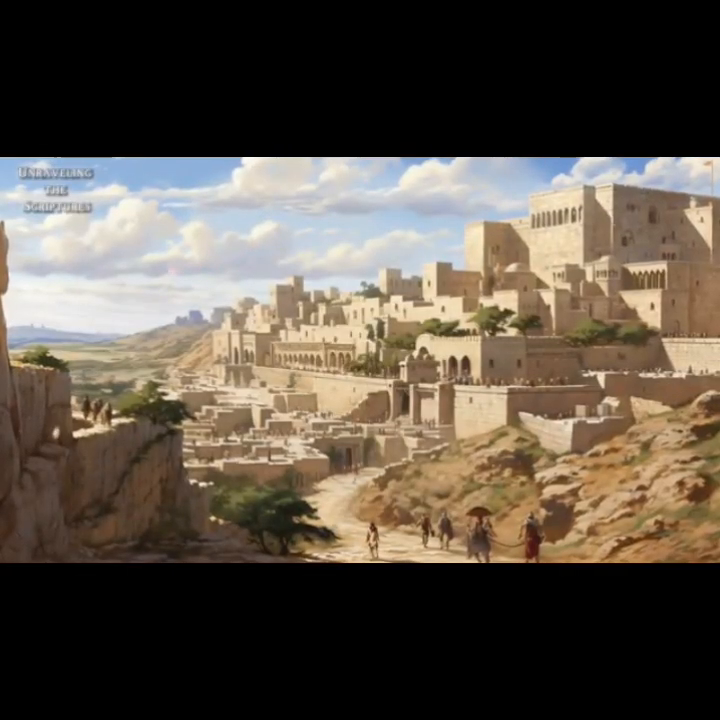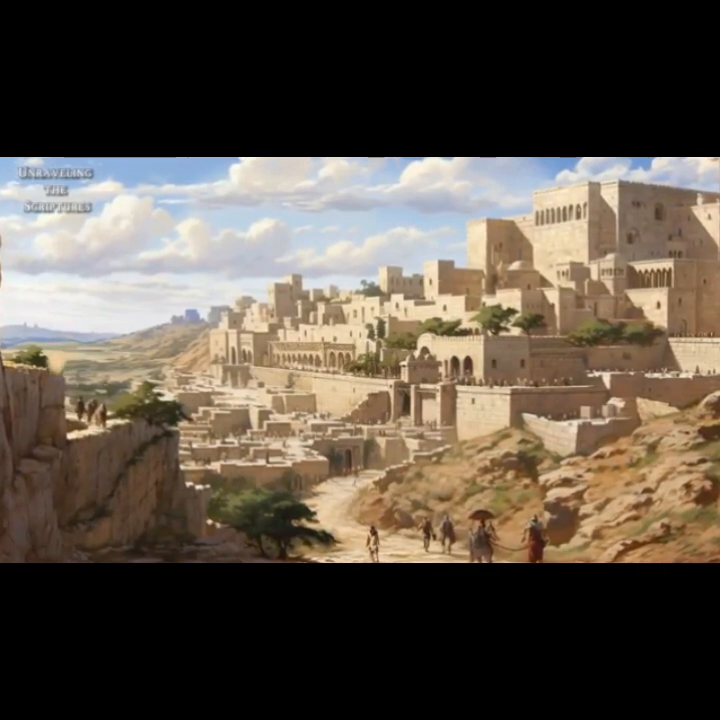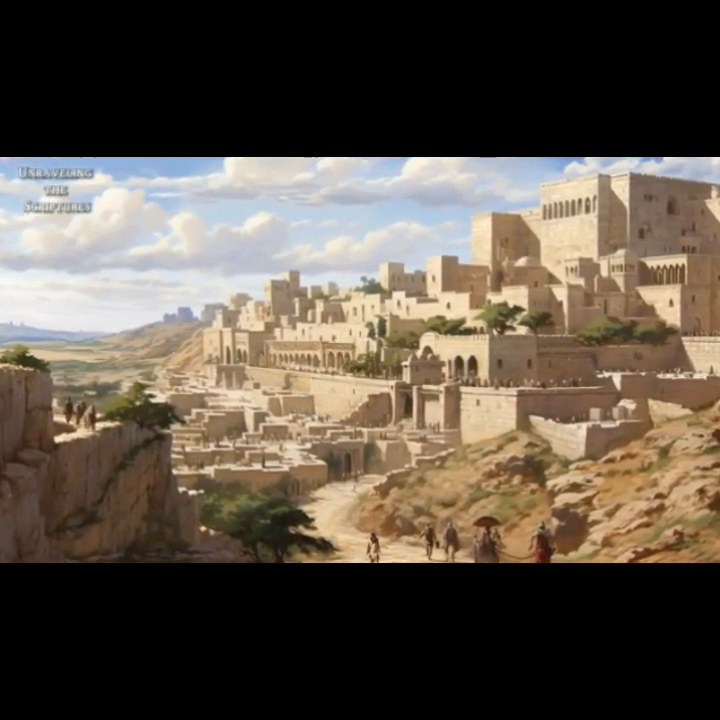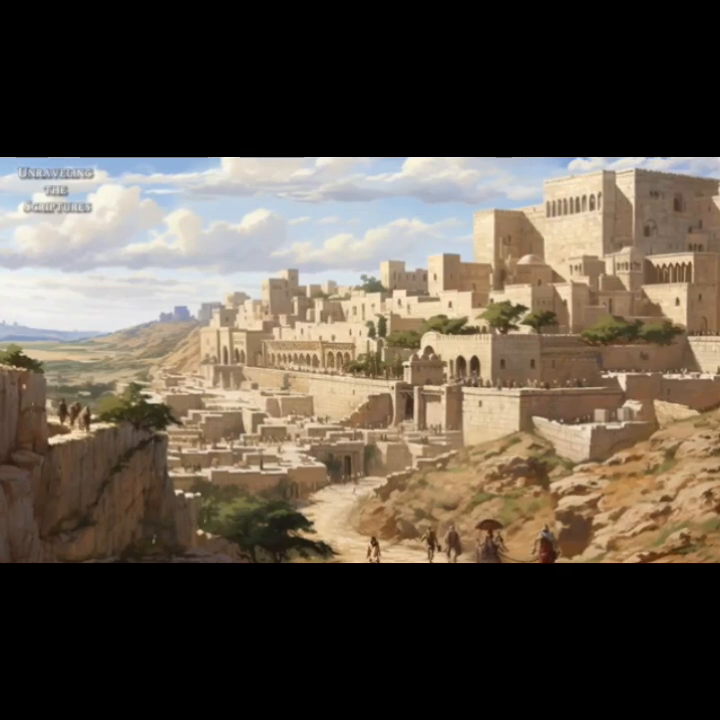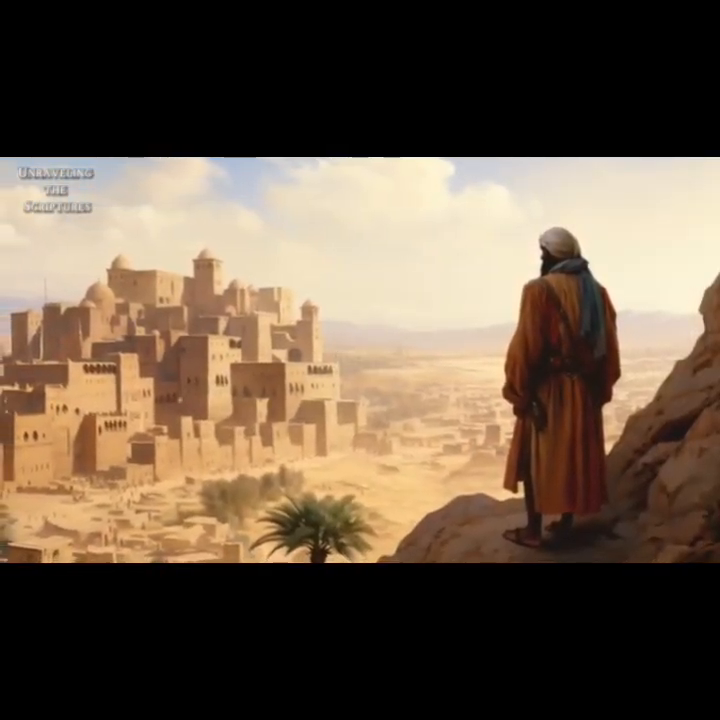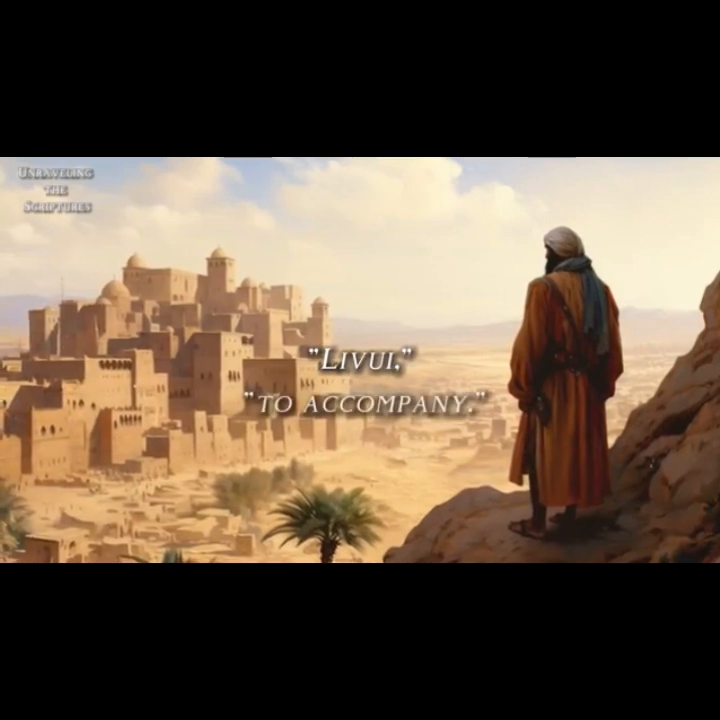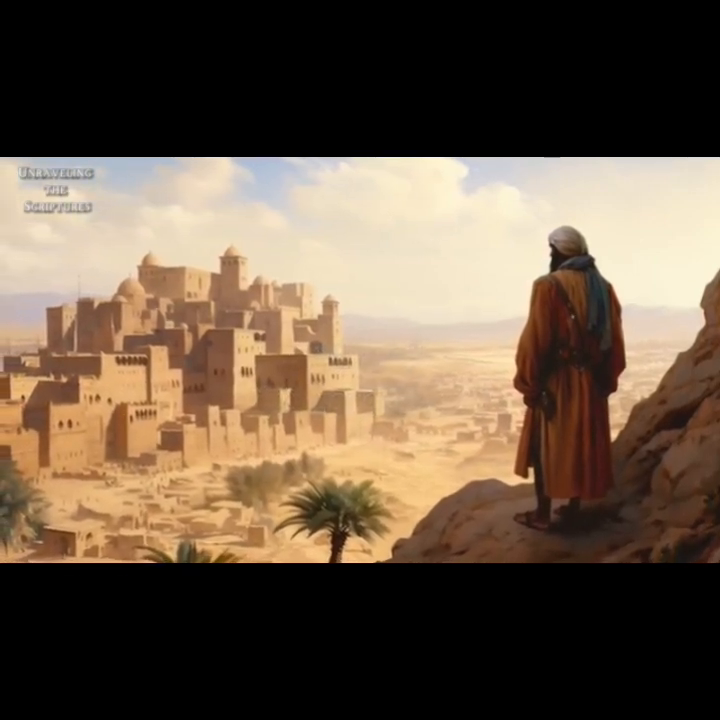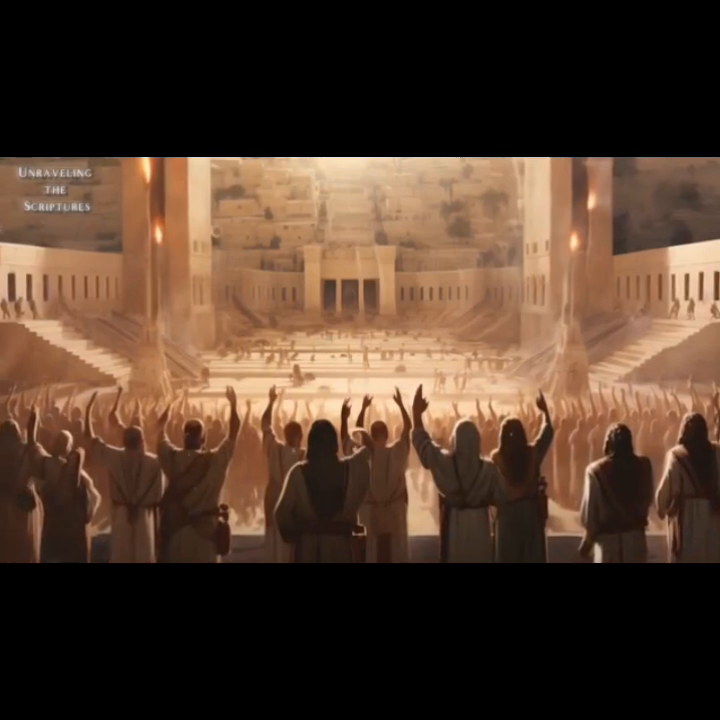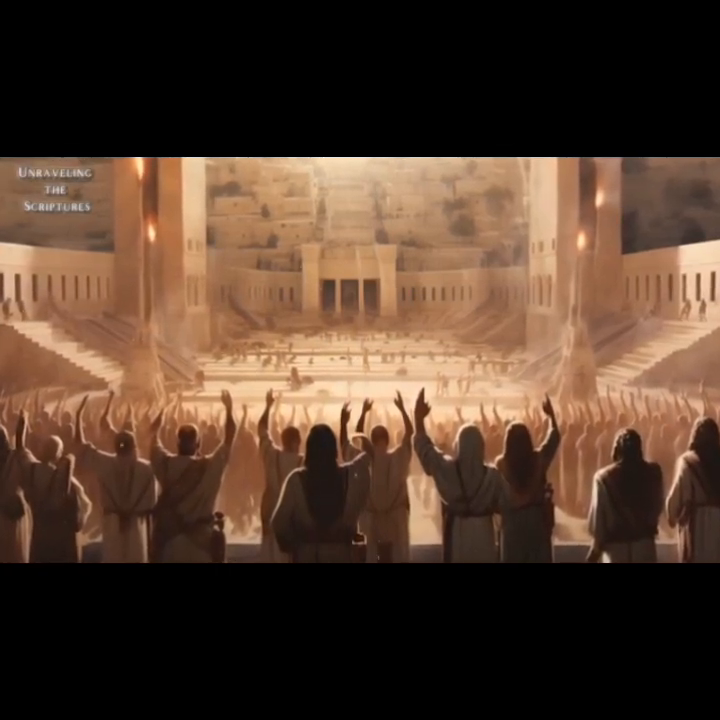Over time, the tribe of Simeon eventually disappeared, likely absorbed by the much larger surrounding tribe, namely the tribe of Judah. Now about the tribe of Levi. The name Levi derives from Livwi, which means to accompany. This tribe stands out from the others due to its special function, being chosen to perform services dedicated to God.